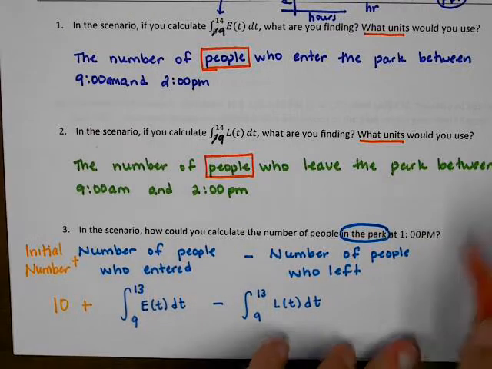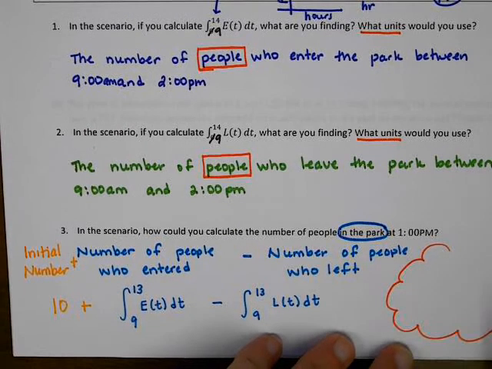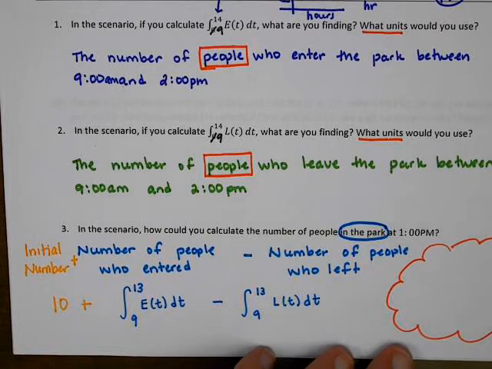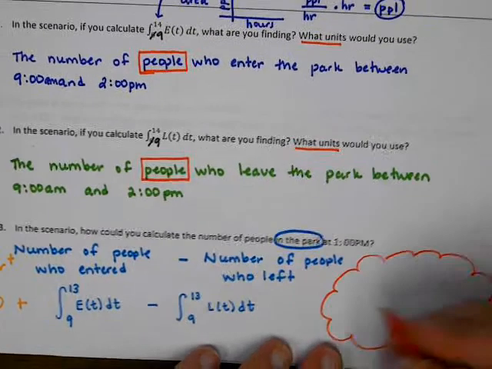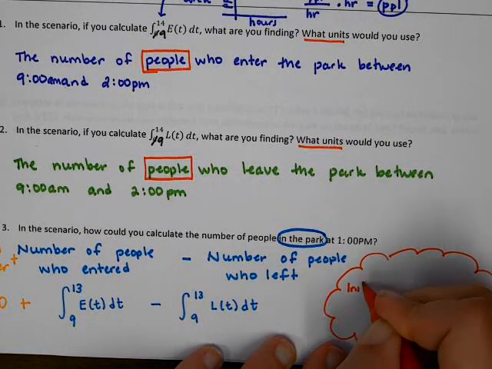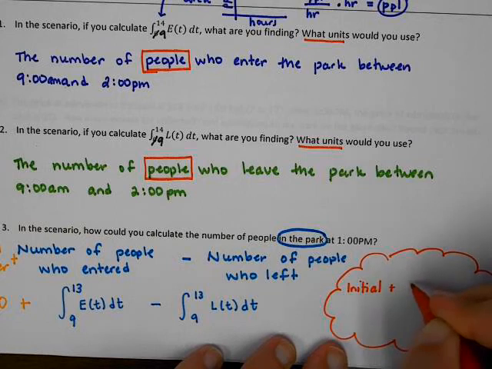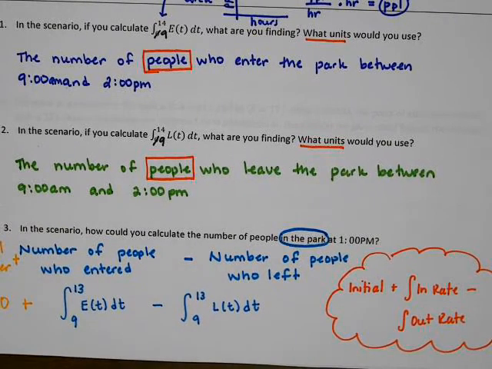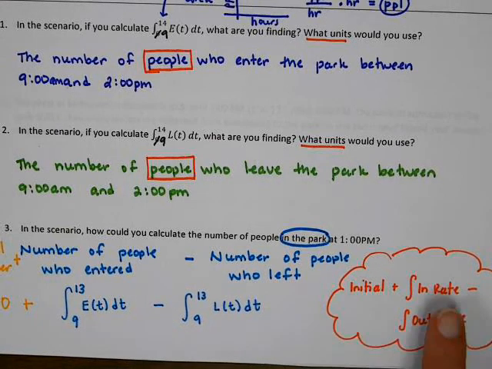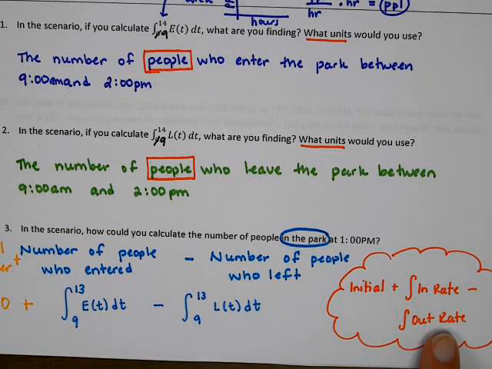In general, and you're going to want to remember this, anytime you're asked to calculate the amount of something using the rate functions, it's always going to be the initial plus the integral of the in rate minus the integral of the out rate. Now, I don't care if you're calculating the number of people, the amount of gravel, the amount of grass clippings. It doesn't matter what you're calculating. You take how much did you start with plus how much came in minus how much came out.